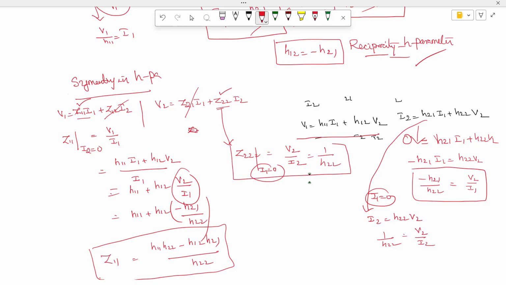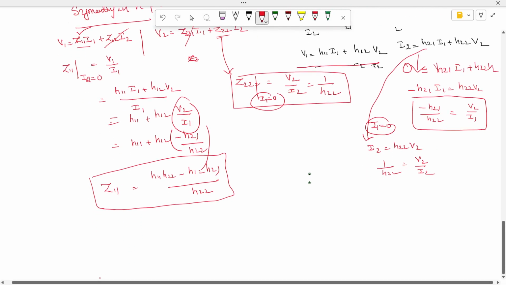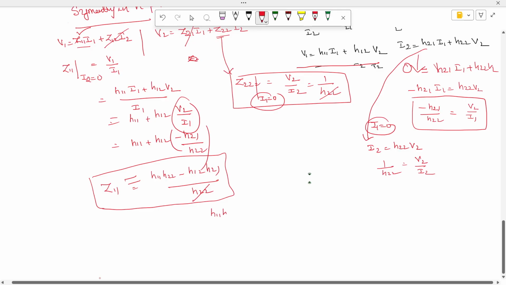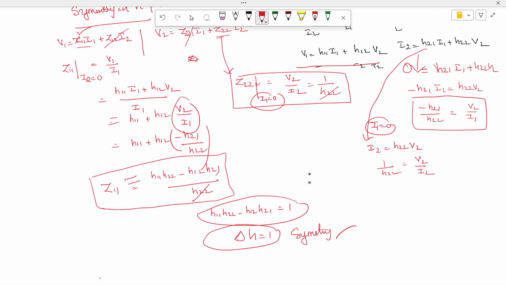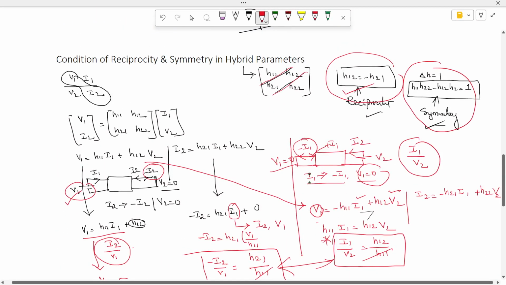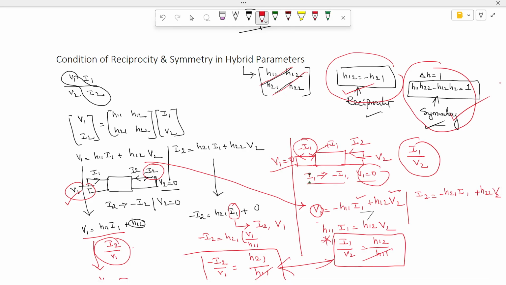The condition for symmetry in the Z parameter model is Z11 is equal to Z22. When you compare, the denominator terms will get cancelled and we are going to get H11 H22 minus H12 H21 is equal to 1. I can say that delta H is equal to 1 is the condition for symmetry in the case of an H parameter model. That's already proven here.